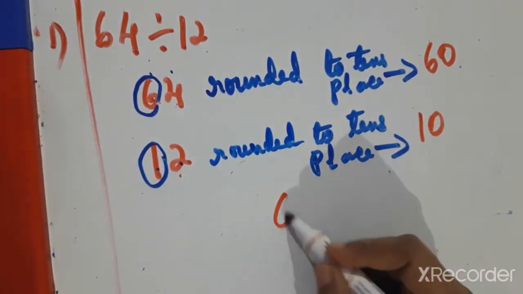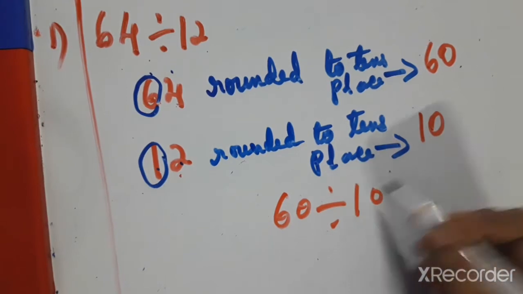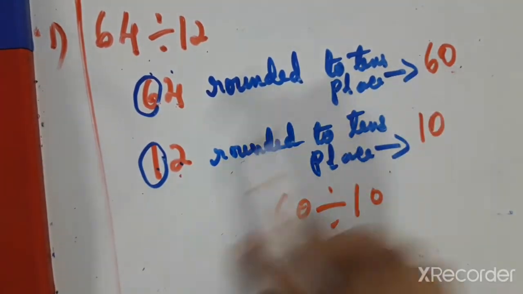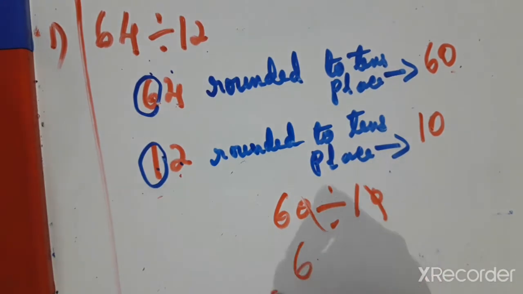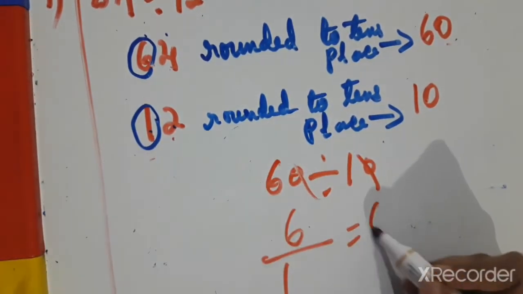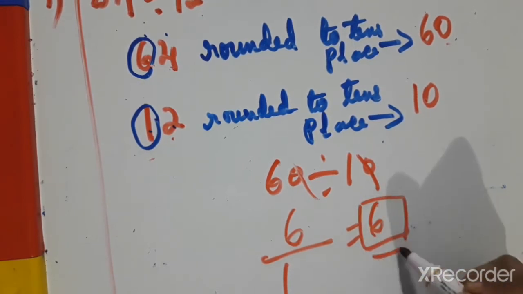Now 60 divided by 10. 64 is rounded to 60 and 12 is rounded to 10. The 0 cancels. So it means 6 by 1. 1 ones are 1, 1 sixes are 6. The answer is 6.